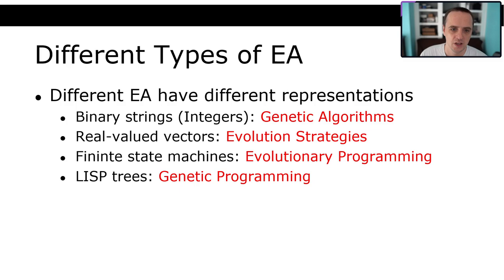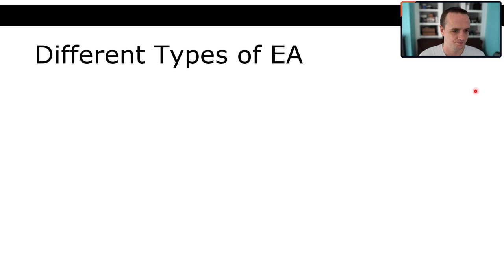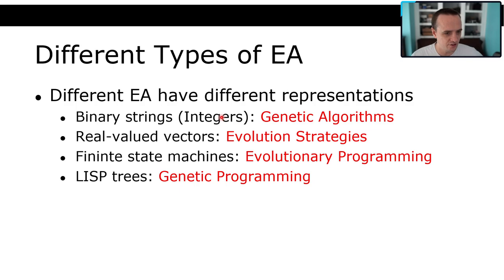Different evolutionary algorithms are essentially only different in their representations of individuals. So every evolutionary algorithm follows this pseudocode. All right? The difference between individual algorithms is how things are represented. So if you use binary strings or integers for your representation of individuals, you have genetic algorithms. If you've ever heard of genetic algorithms, GAs are a type of EA that use integers or binary as their genotypic representation. Okay? If you use real-valued vectors instead of integers, that's called evolutionary strategies.